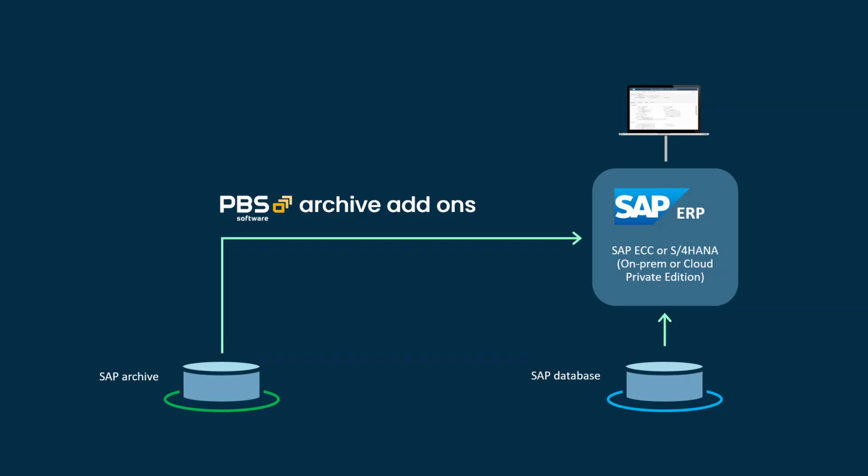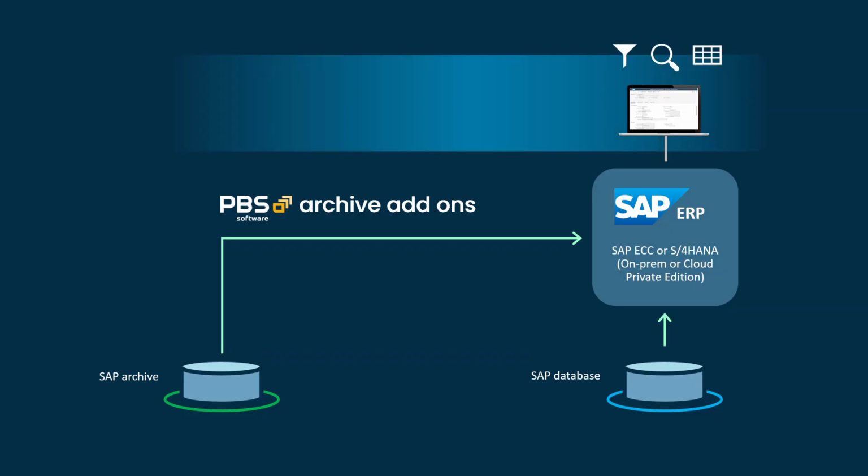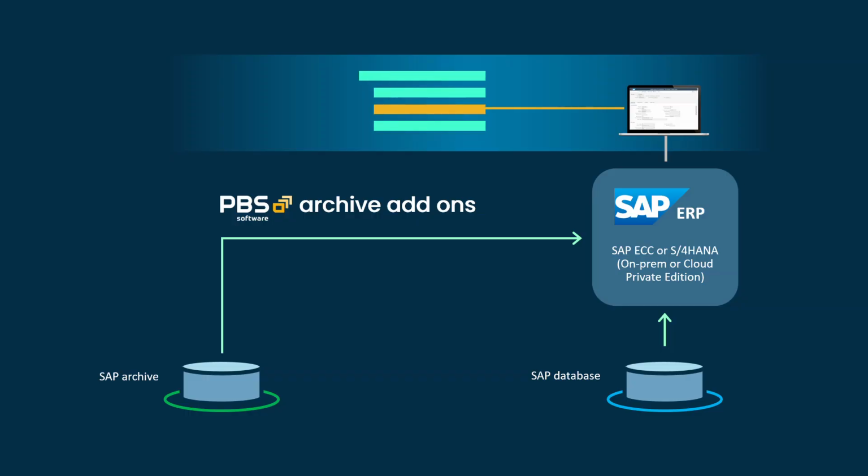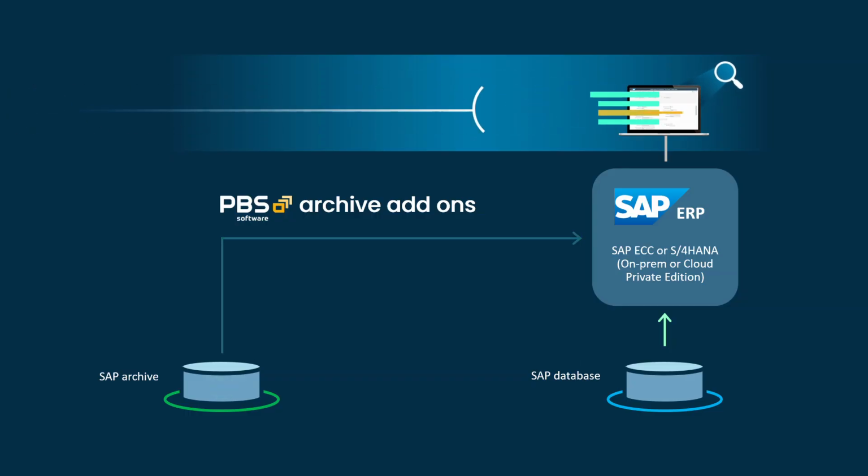In fact, users can interact with the data as though it were still in the main database. They can navigate seamlessly through document chains. It does not matter whether a portion of the application data has already been archived or not. It is still just as easily accessible to them as though it were never archived. The PBS Archive Add-on solution also contains several options to extract data for audit purposes and to meet legal requirements.